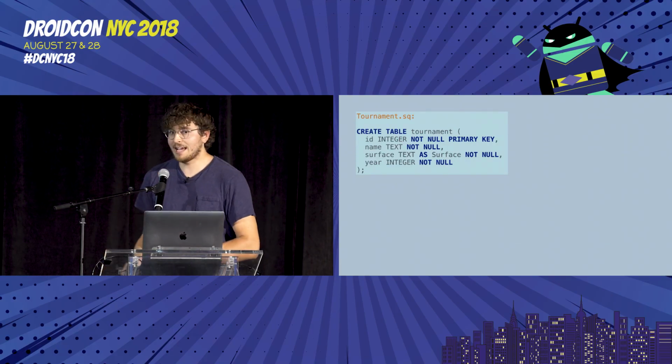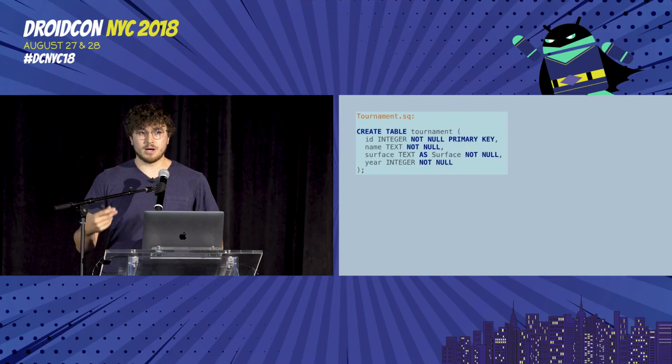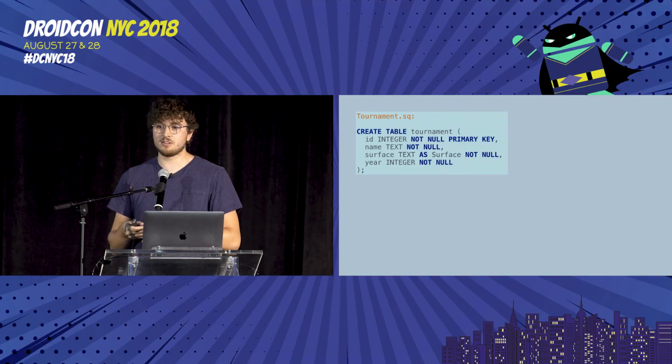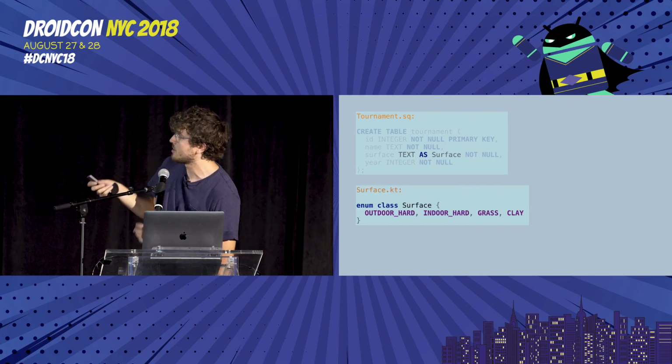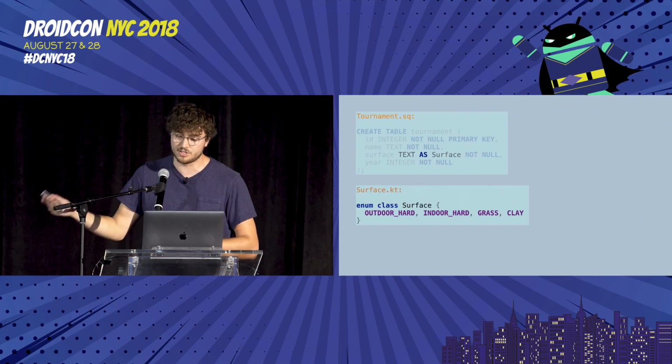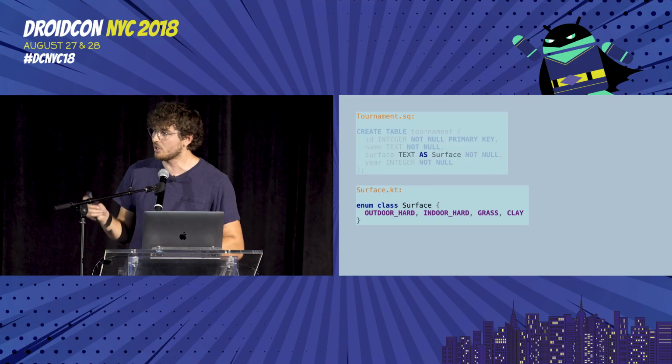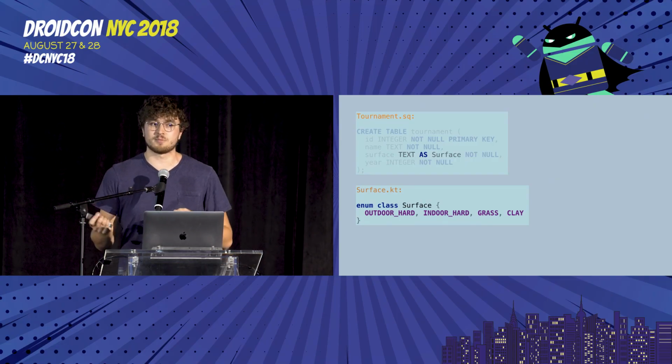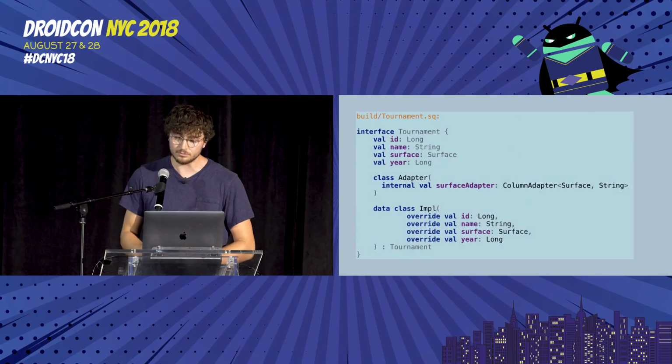SQLDelight also allows you to use custom types, but because the custom types have to be visible on your class path, if you're going to be writing multi-platform code, the custom types also need to be multi-platform, which is fine. So in this case, we're creating a tournament. Tournaments are held on a certain type of surface, and there's only 4 types of surfaces. So in this case, it's an enum. This is still all multi-platform because we're only really using primitives as well as multi-platform types that you are providing.